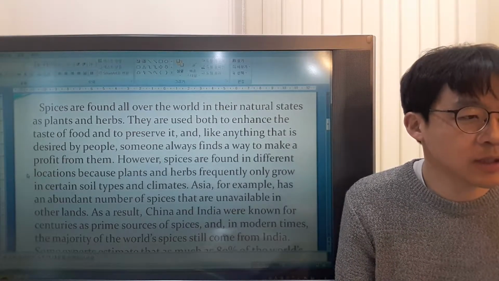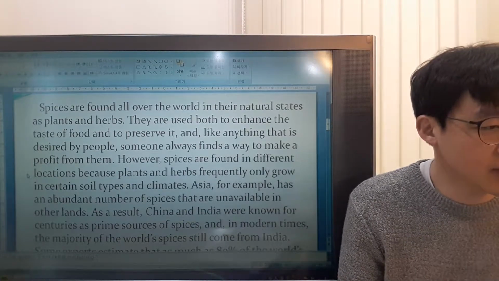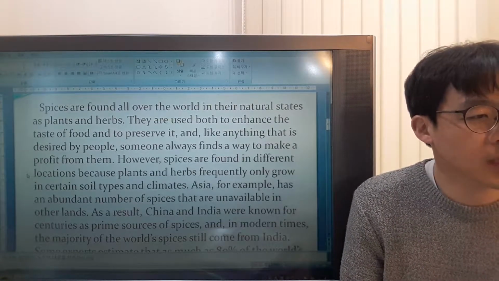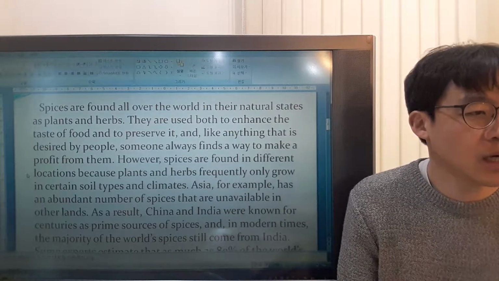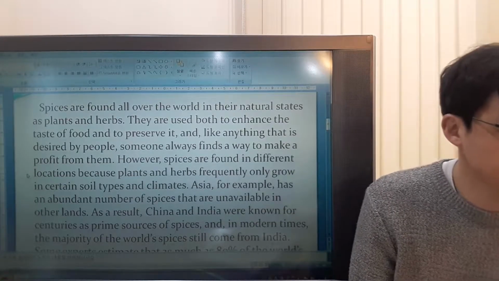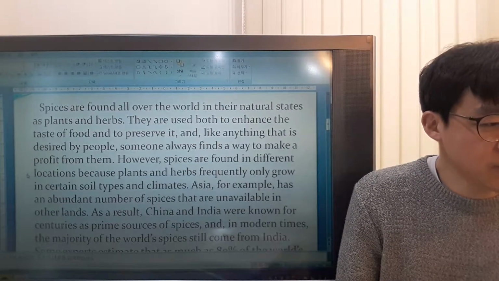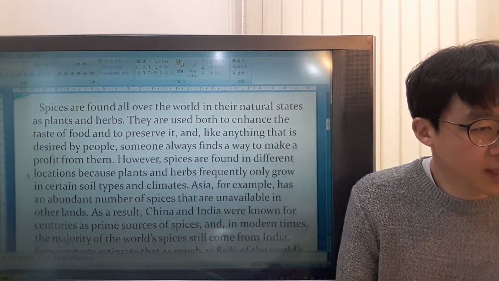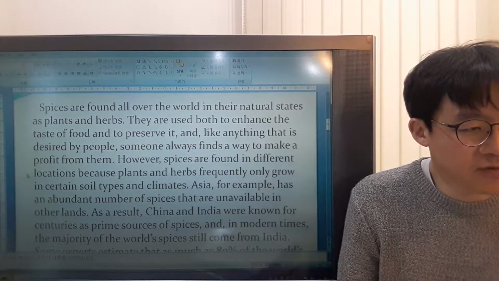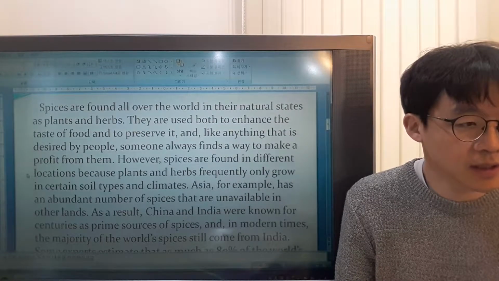Spices are found in all parts of the world in their natural states as plants and herbs. What's a herb? Herb is a plant, okay, whose leaves you use to add flavor to food or as medicine, okay? And spices are used to improve the taste of food and to preserve it. And someone always finds a way to make money out of them, like anything else that is done in human world.